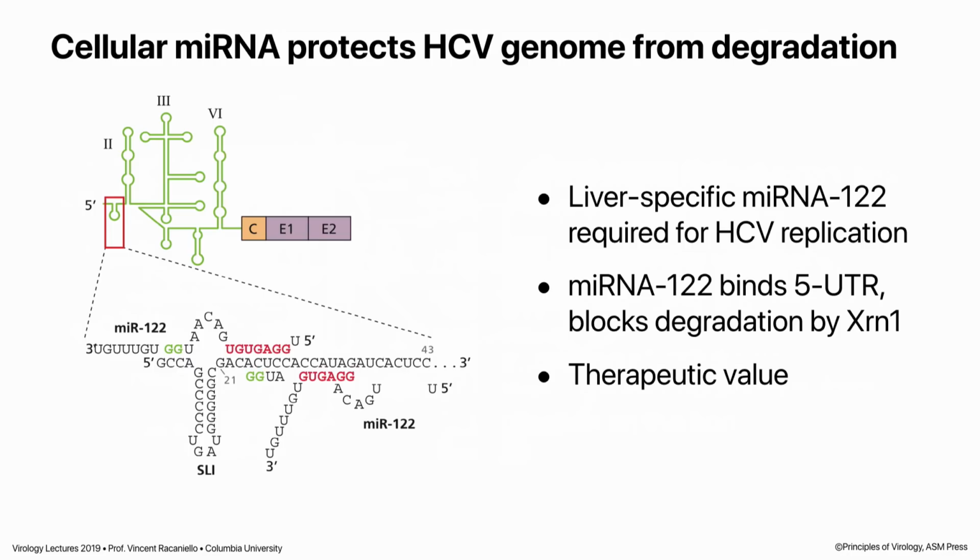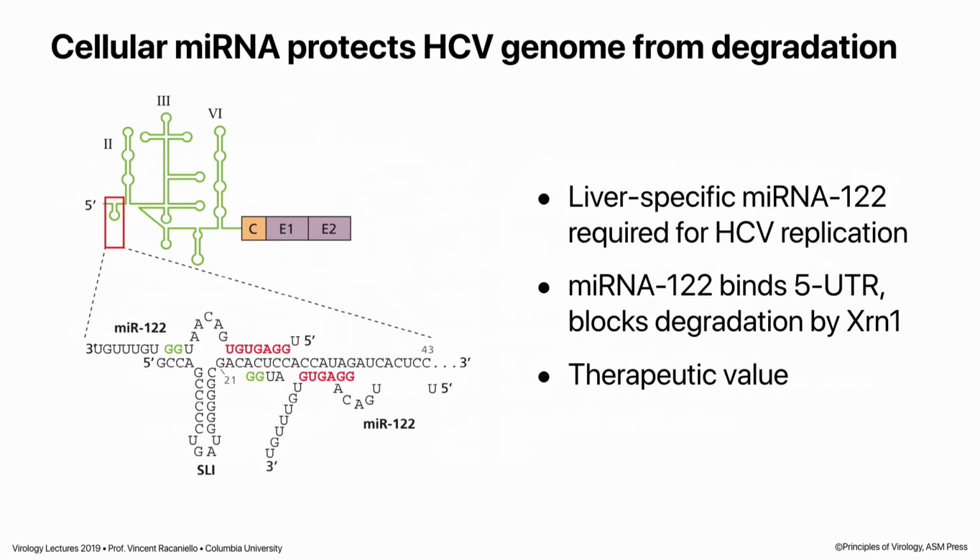It's amazing, right? This miR122 is only found in liver cells. It has a role in cholesterol regulation. And that's why the virus only replicates in liver cells. It's hepatotropic, and it's because of this miR122. In other cells, if the virus happened to get in, it would be degraded by XRN1.